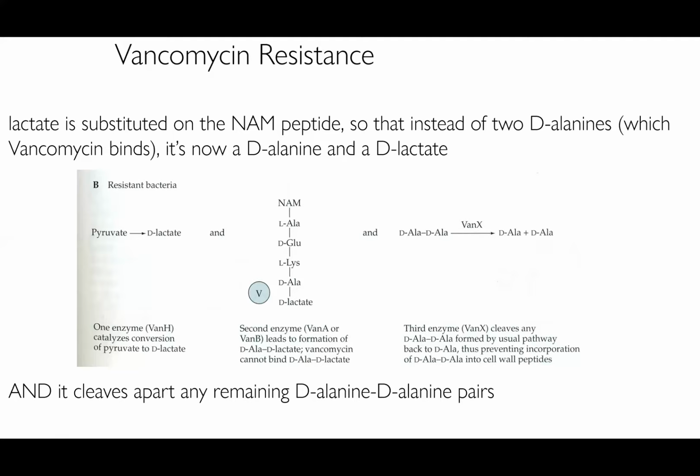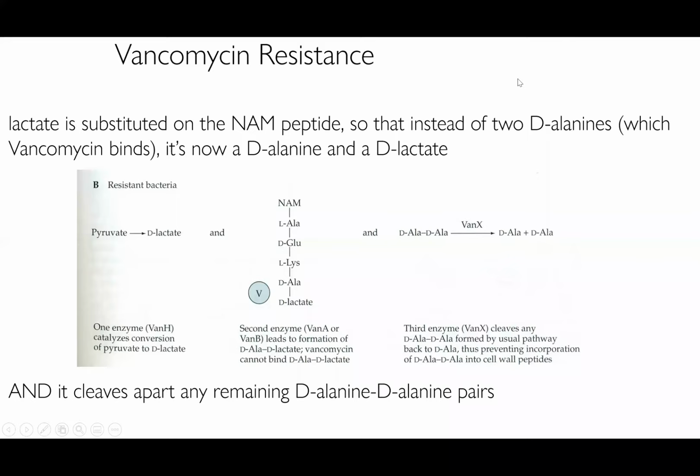The next enzyme that is important here is VanA or VanB, which leads to the formation of the D-alanine D-lactate bond here. The final enzyme that's important is VanX, and what this does is get rid of the D-alanine peptides by cleaving them. So this also prevents vancomycin from binding because it can't stick to a single D-alanine. And so this is the way vancomycin resistance works.